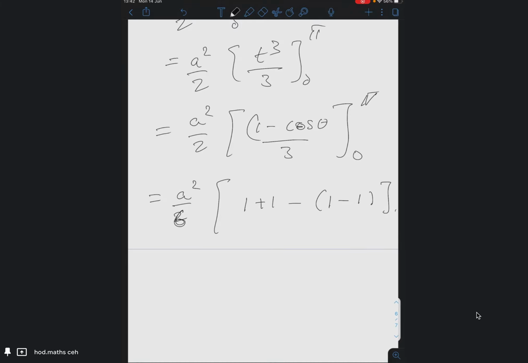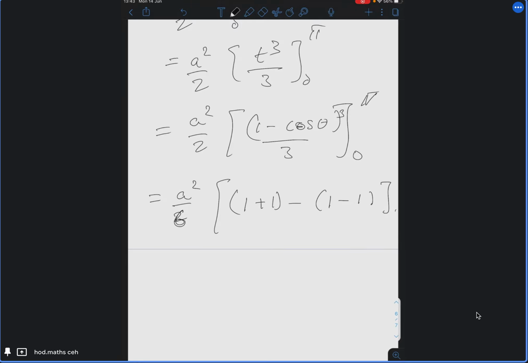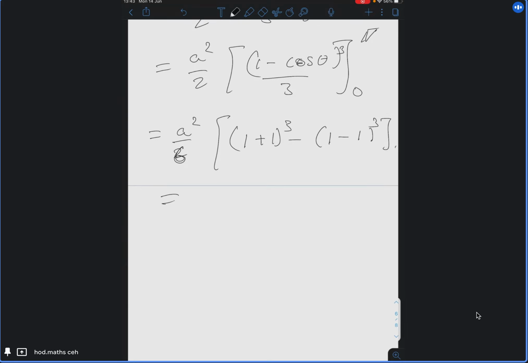Ma'am, it's whole cube, no? Whole cube you have. Yes, whole cube. So 2 cube will be 8, a square by 6. That is 4a square by 3 you will get. This will be the answer.